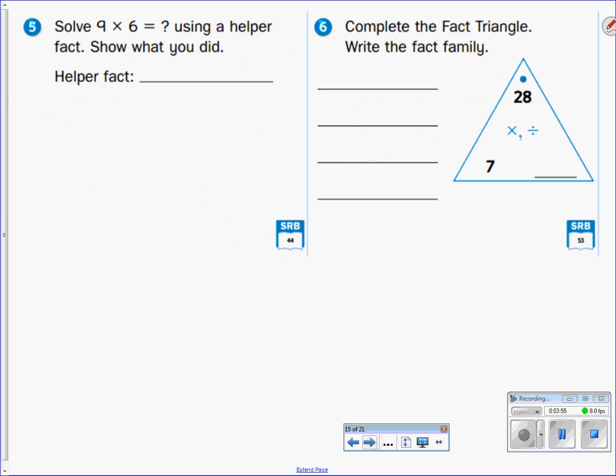Number 5, solve 9 times 6 equals what? Use a helper fact to help you out with this one. I could use 9 times 5 equals 45. So 45 plus another 9 would give me 54. So 9 times 6 equals 54.